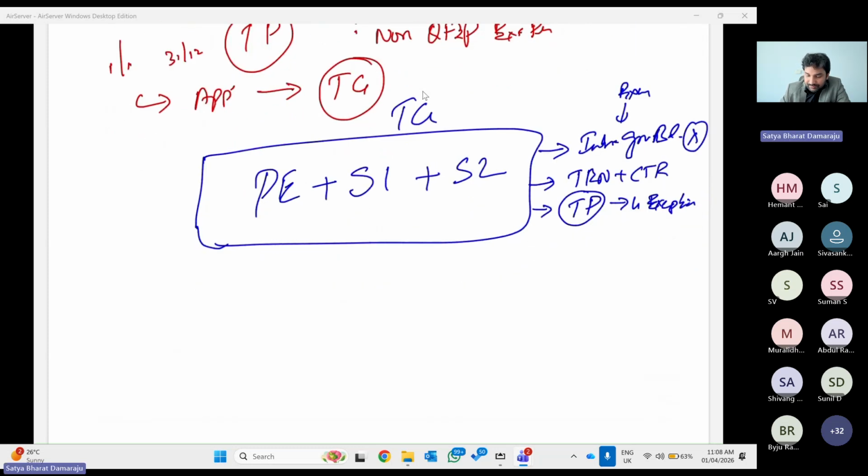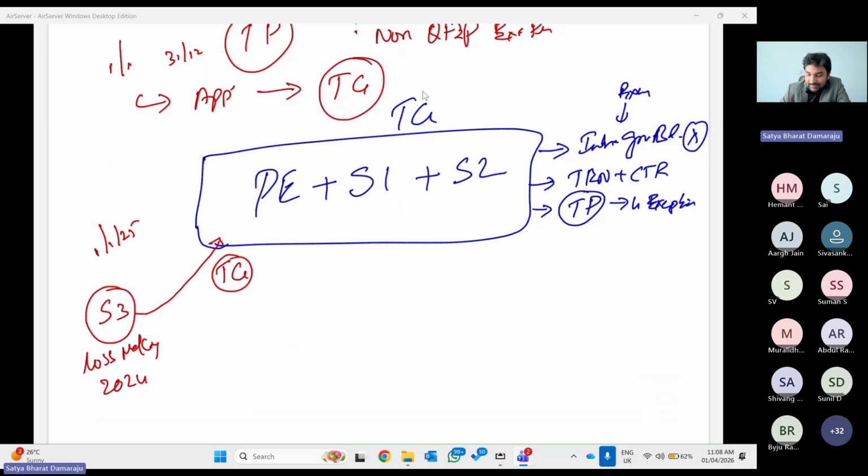Now let's take a scenario. The parent entity has newly acquired another company, subsidiary 3, which is a loss-making company. So in 2024, there is a decent amount of loss. On 1st of January 2025, assume the parent entity acquired this new subsidiary, subsidiary number 3, and it wants to join the tax group. Say, for example, it has been admitted as a tax group member. So now we have S3 also in the tax group.